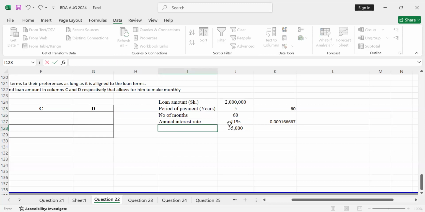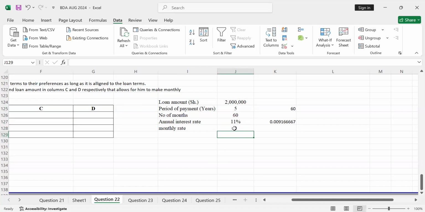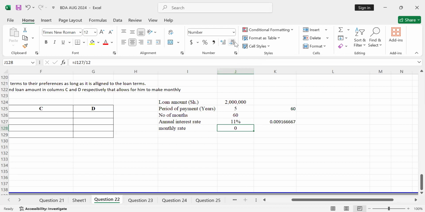That is per annum. So I need to have the interest rate per month. So monthly rate, which in this case is equal to this 11% divided by 12. That way, here I can increase the decimal. Yeah, that way. And then you'll also need to have another column for the monthly repayment.